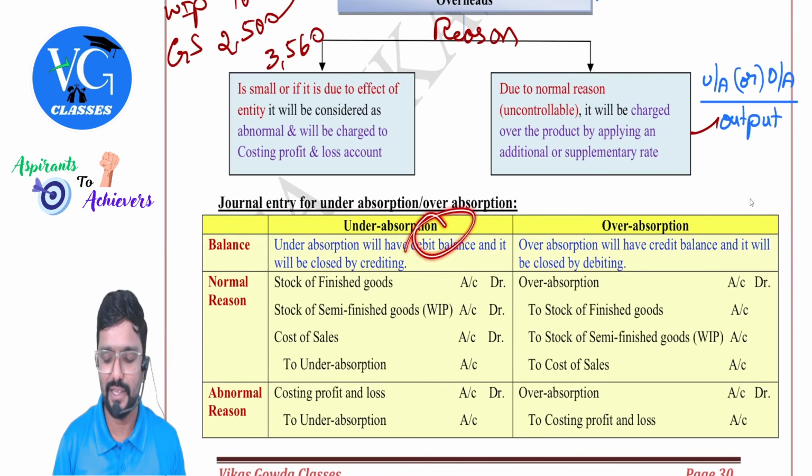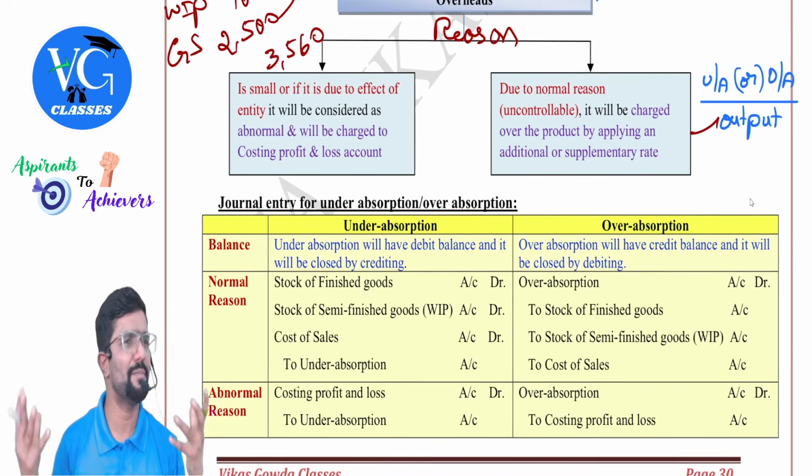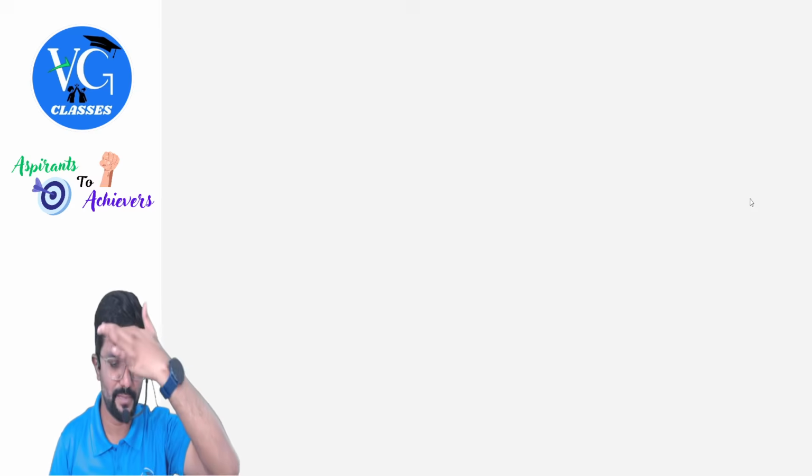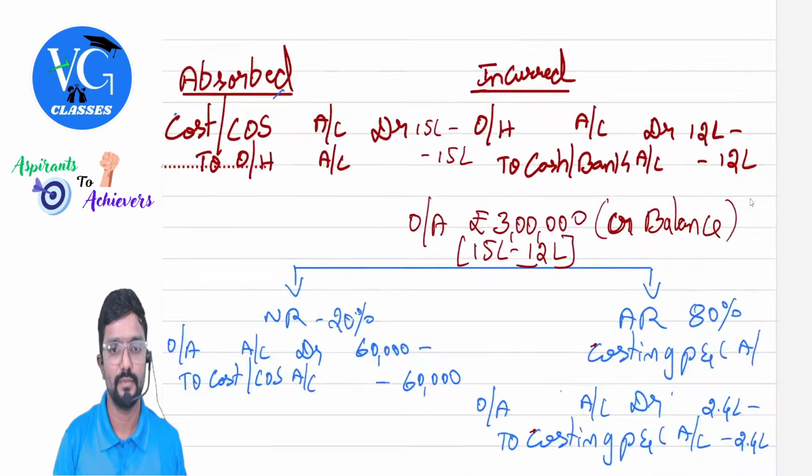Sir, you told debit balance, credit balance. How can you tell it, sir? How come it is having debit, credit balance and all? Simple logic. Let me explain it through this. Where are you? Here.